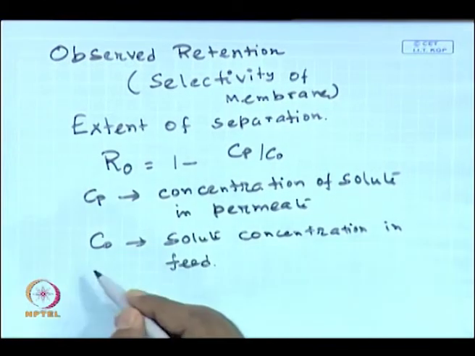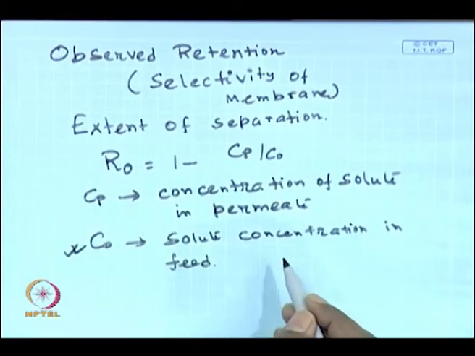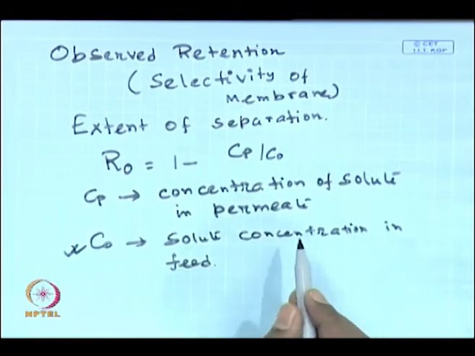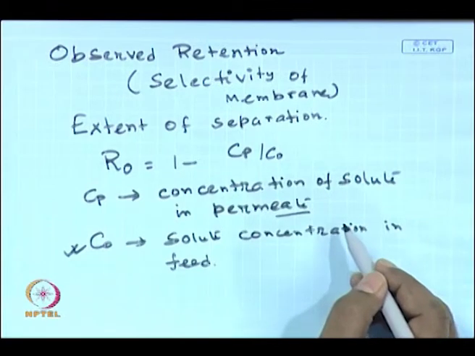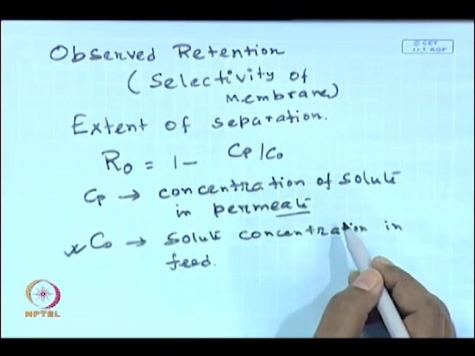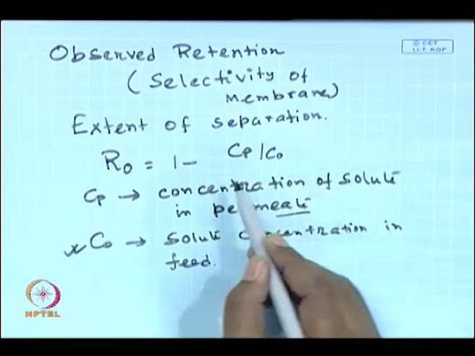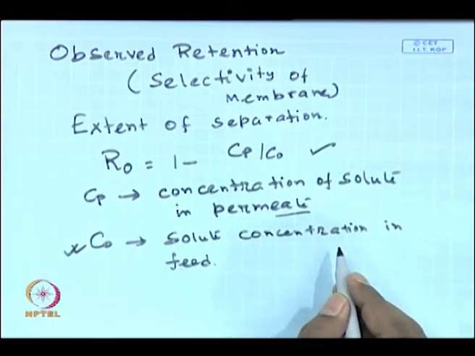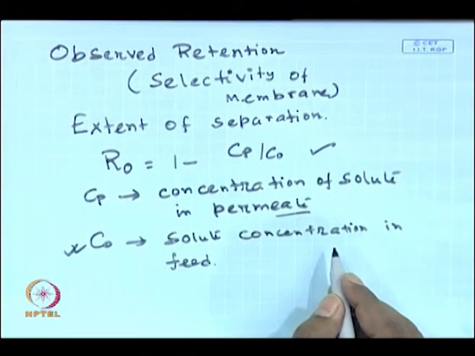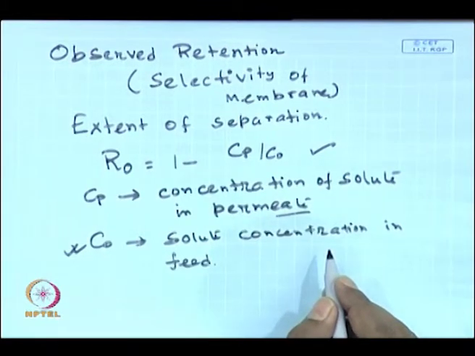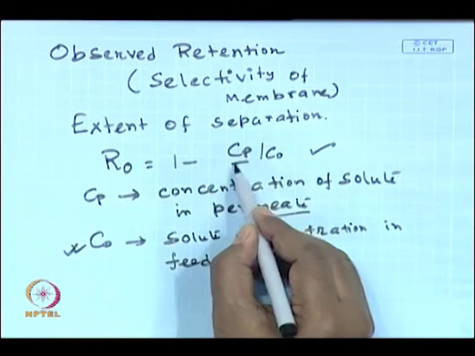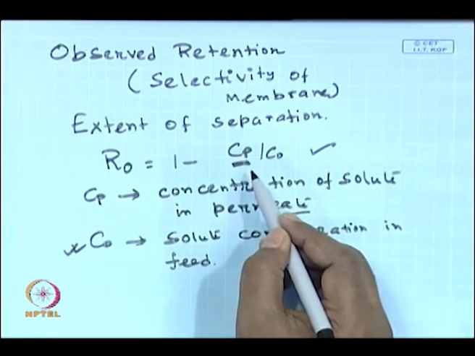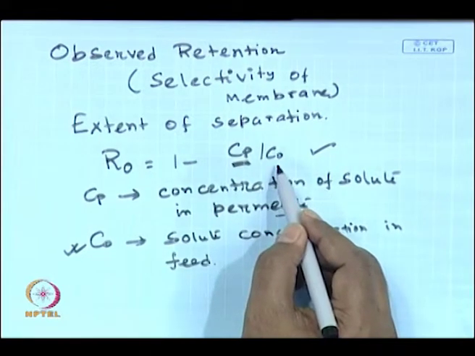That means you know what is the concentration of the feed solution. You can experimentally measure it. You can run the experiment and get the permeate or the filtrate and measure the concentration of it, and you will be getting the Cp. So by using this definition, one can get the extent of separation. This is known as the observed retention. Why is it known as the observed retention? It is because the quality of the permeate stream is compared with the feed stream. That is why it is called observed retention.